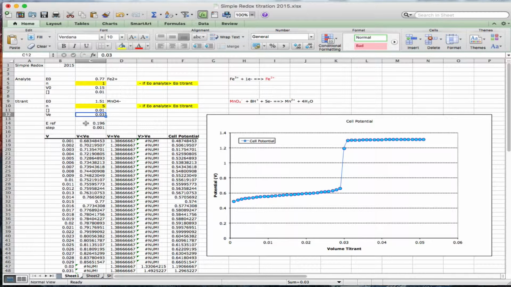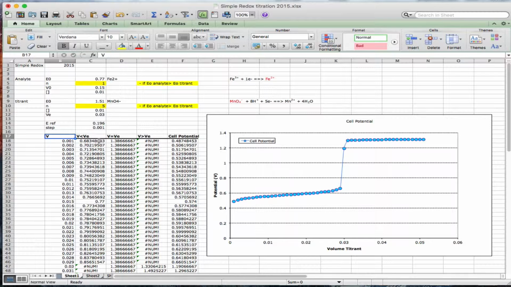E-reference is the reference electrode. So you're going to need some sort of reference electrode, and I've used the silver-silver chloride electrode. The step volume simply allows me to determine what the volume of each step of the titration is going to be. And then I've used a very standard partitioned approach toward calculating the titration curve. I start with volume, I fill it down, and I partition it into three areas.